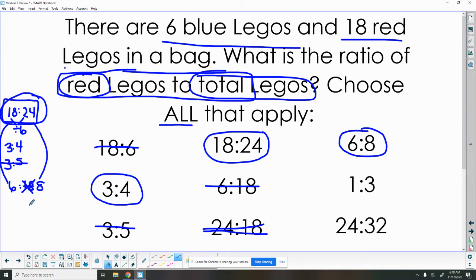We've got 1 and 3. So let's see. How do I get from 18 to 1? Well, I would divide by 18. 18 divided by 18 is 1, but 24 divided by 18 is not 3. 24 divided by 8 would be 3. So this side is divided by 18, this side's divided by 8. Those are not the same. And then we've got 24 and 32 here.